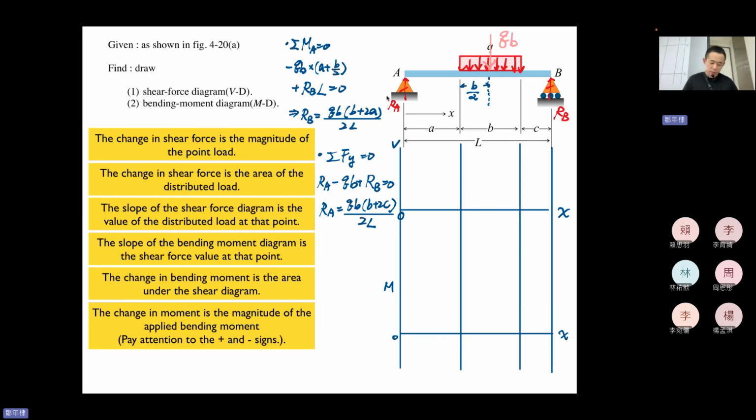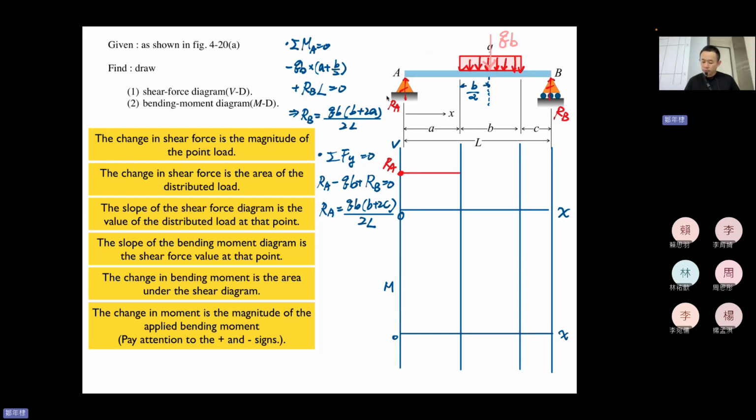Okay, so let's start. RA, point load upward, so make it upward in the shear. RA, no problem, because the change in shear is the magnitude of the point load. RA reaction force can be treated as a point load. Okay, up. So up RA and nothing changes, so it maintains equal value, constant.